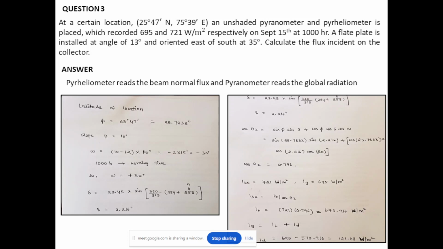At a certain location of particular latitude and longitude, an unshaded pyranometer and a pyrheliometer are placed, which record 695 and 721 watt per meter square respectively on September 15th at 10 hours. A flat plate is installed at an angle of 13 degrees and oriented east of south at 35 degrees. Calculate the flux incident on the collector.